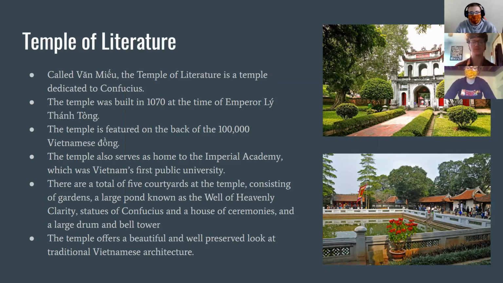The temple also serves as home to the Imperial Academy, which was Vietnam's first public university. There are a total of 5 courtyards at the temple, consisting of gardens, a large pond known as the Well of Heavenly Clarity, many statues of Confucius, and a house of ceremonies where people to this day still come to pray and pay their respects. And within the temple, there also exists a large drum and bell tower. The temple offers a beautiful and well-preserved look at traditional Vietnamese architecture.